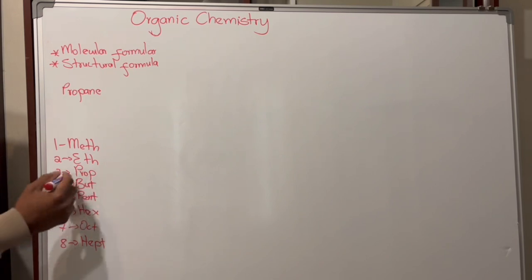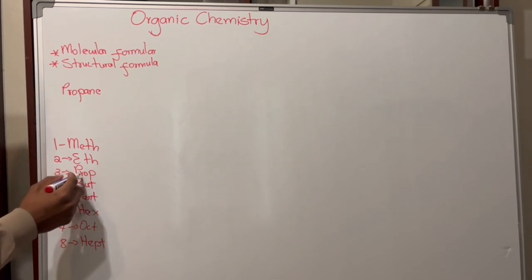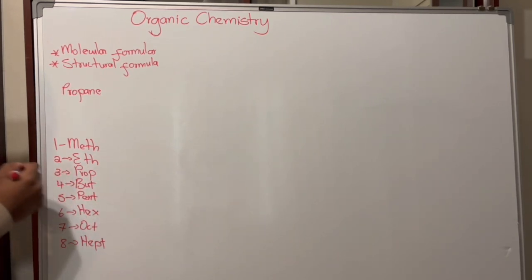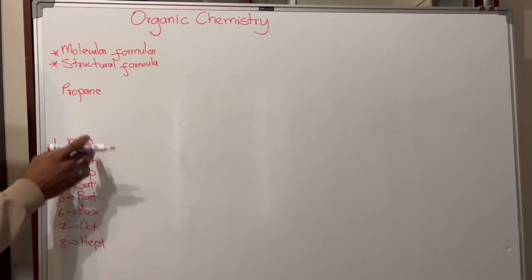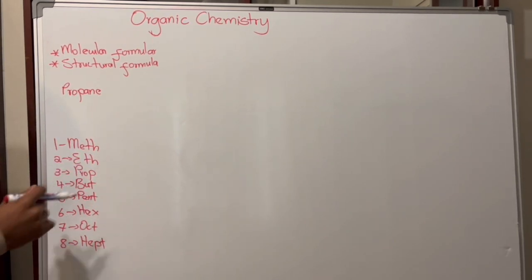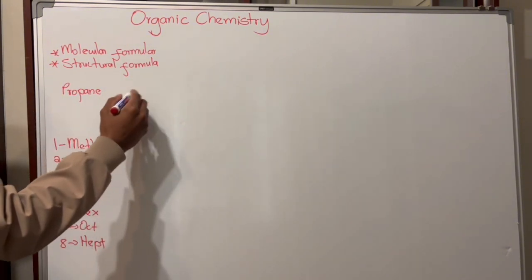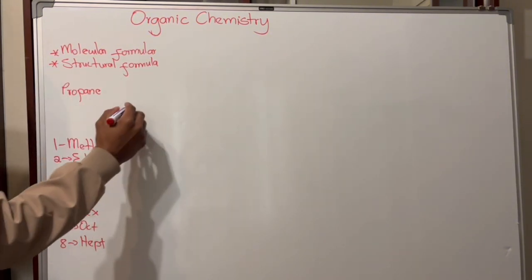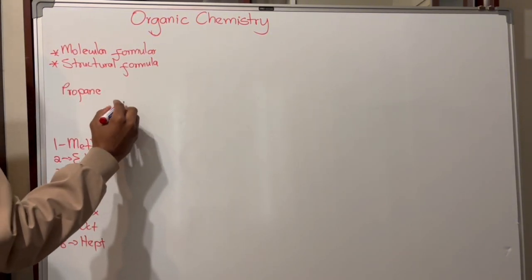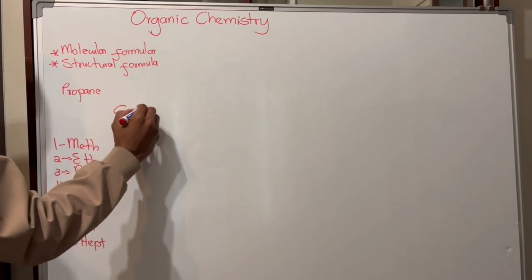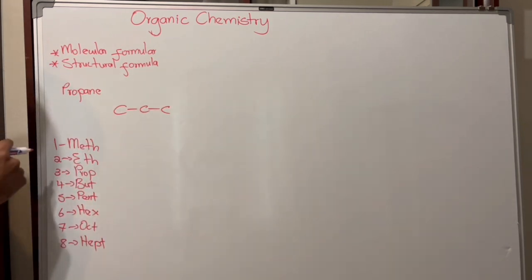So now that we know that 3 is prop, this basically represents the number of carbons in that organic compound. So propane has 3 carbon atoms. So that would be 1 carbon, 2 and 3.